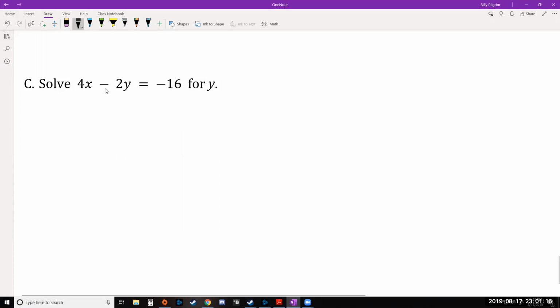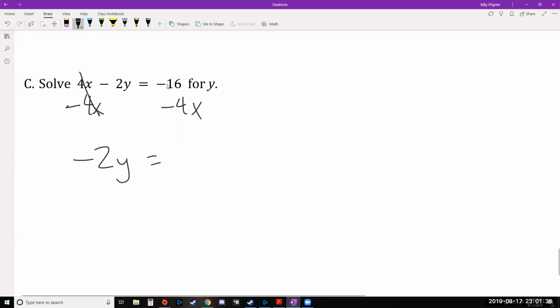So if we want to isolate our y value, we want to start by isolating the minus 2y. And that means this 4x needs to go to the opposite side. Basically, everything that's not y needs to go to the other side. So we're going to start by subtracting 4x from both sides. Okay, so these cancel out. Make sure you're careful here. Minus 2y is what we have left over.